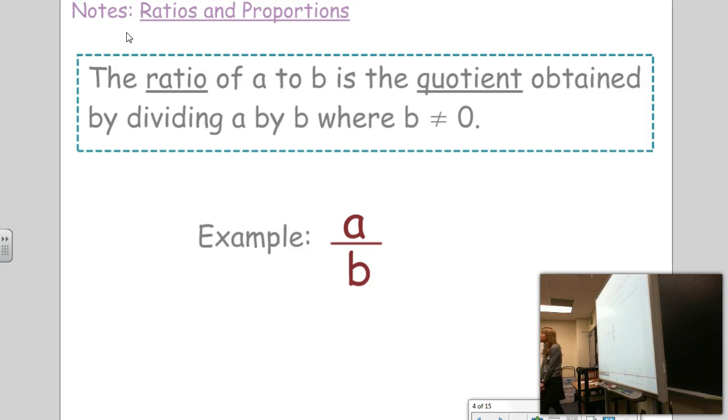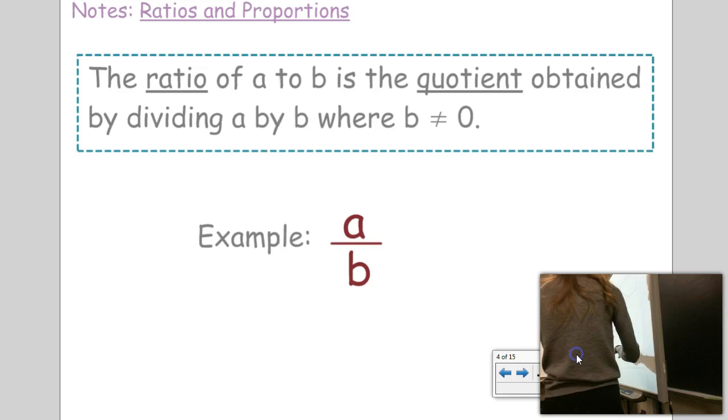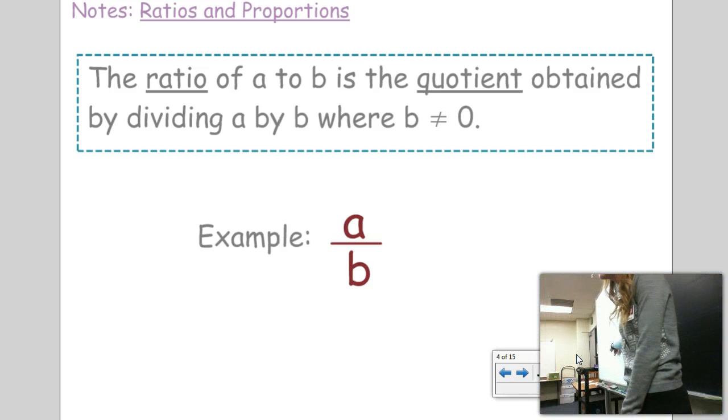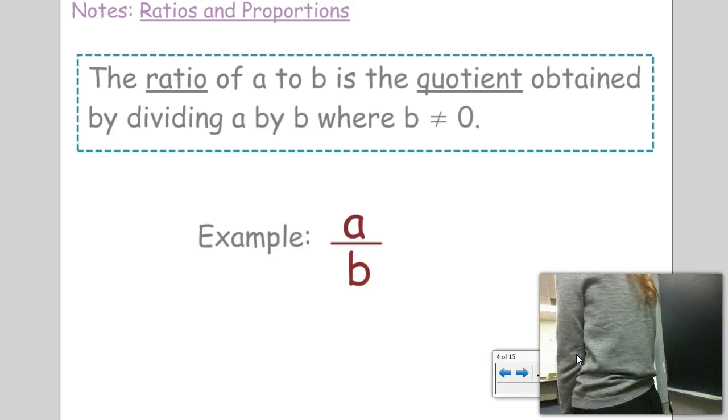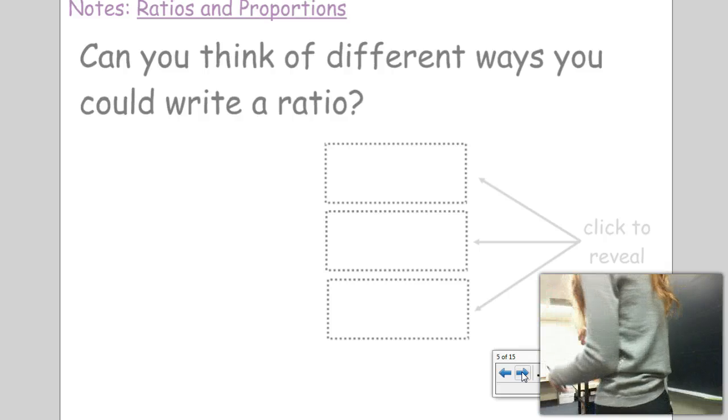Why did we put the stipulation that B cannot equal 0? You're not allowed to divide by 0. In math, that is illegal. The math police will come and take you to math jail because you're not allowed to divide by 0. Okay, so that's why B cannot equal 0, because B is the denominator.